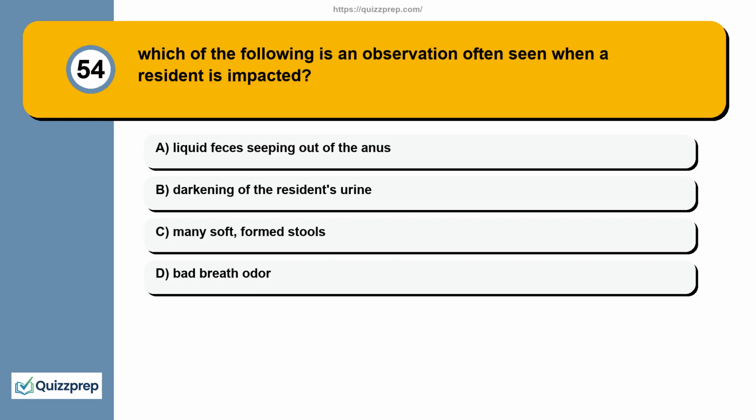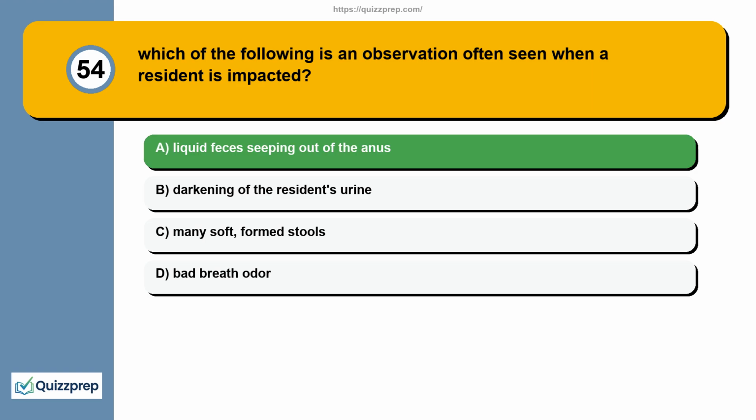Question 54. Which of the following is an observation often seen when a resident is impacted? Option A, liquid feces seeping out of the anus. Option B, darkening of the resident's urine. Option C, many soft, formed stools. Option D, bad breath odor. The correct answer is option A, liquid feces seeping out of the anus.